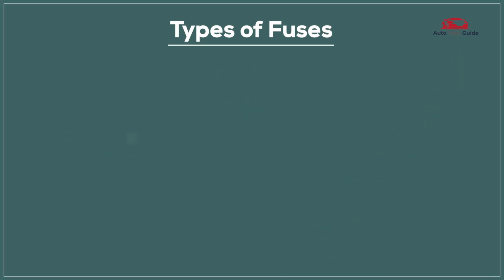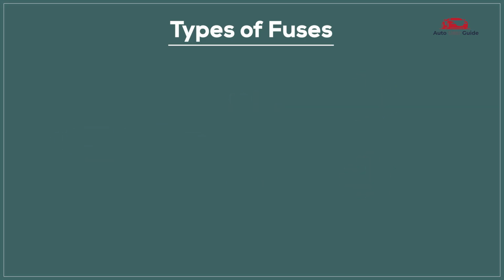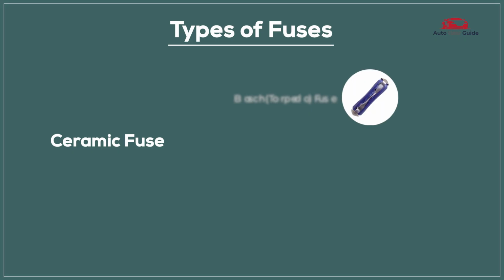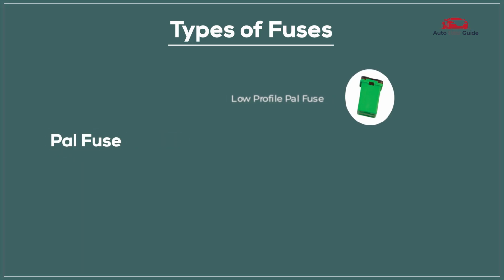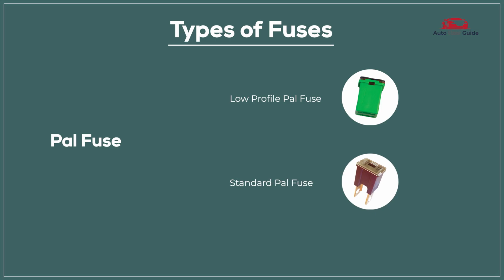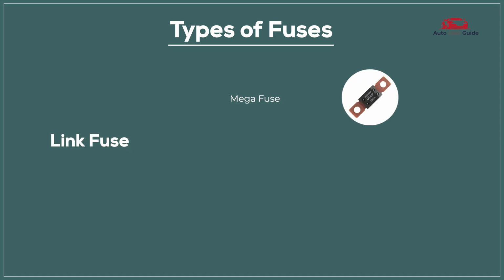Glass tube fuse, GC fuse, 250 SFE fuse. Circuits such as the PCM, fuel pump, cooling fan, and ceramic fuse. Bosch fuse, cartridge and DIN fuse, along with relays for efficient circuit protection. The box is designed for optimized thermal performance. PAL fuse, low-profile PAL fuse, standard PAL fuse, link fuse, mega fuse, high amperage link fuse.